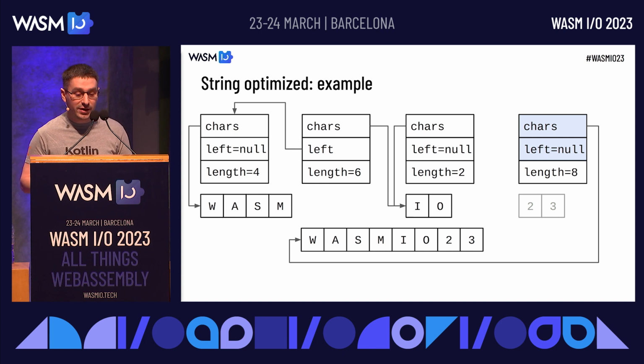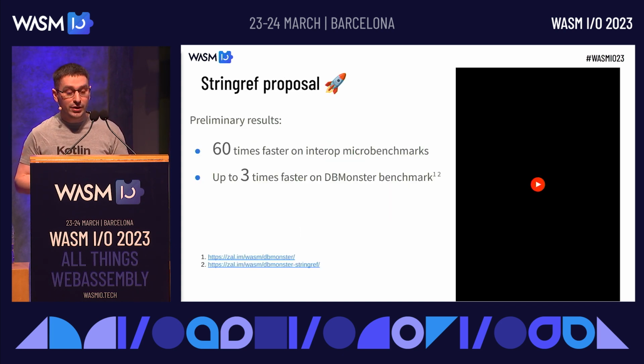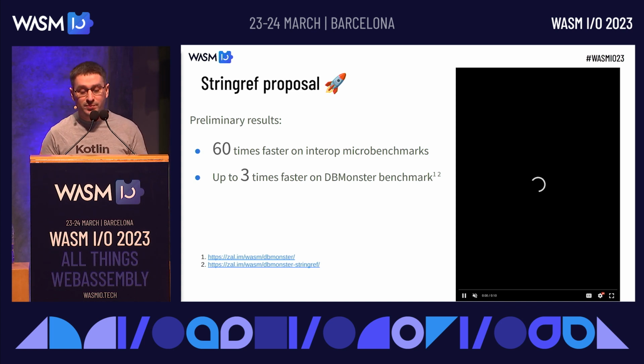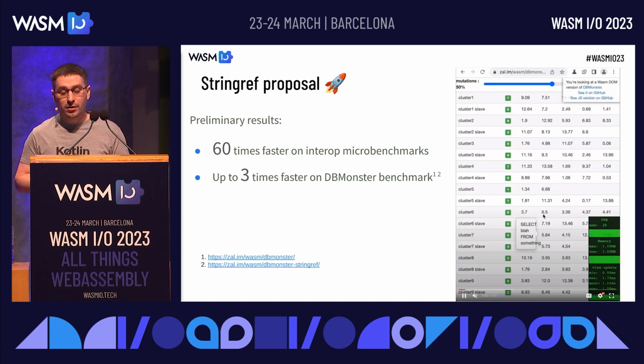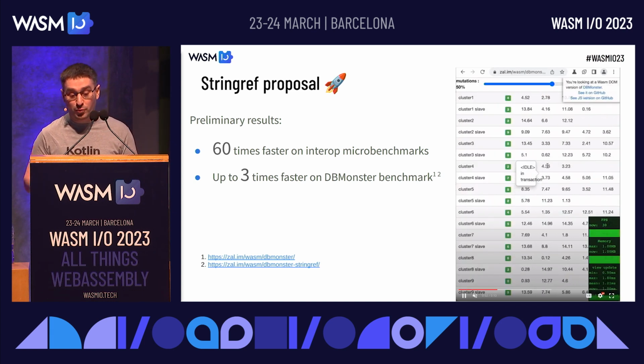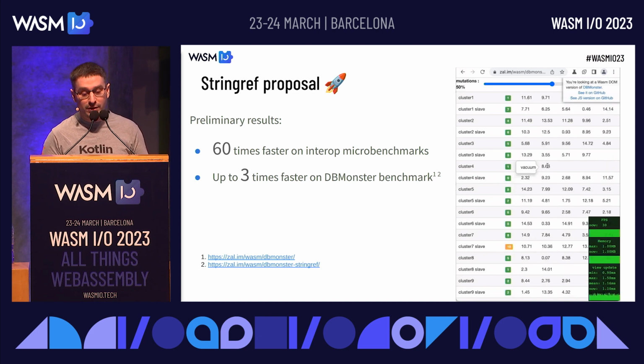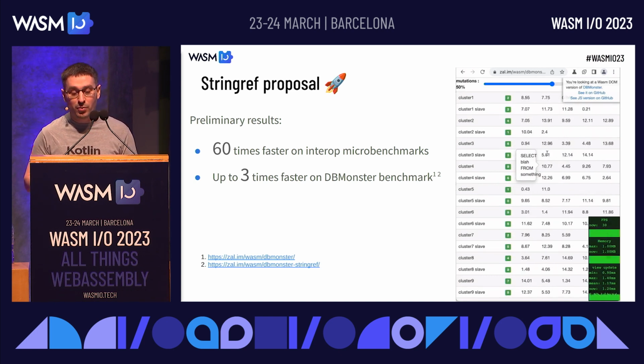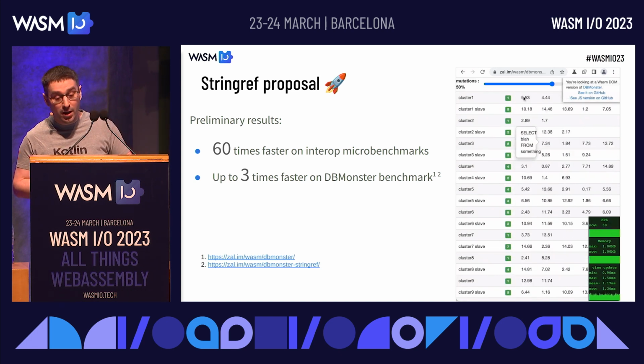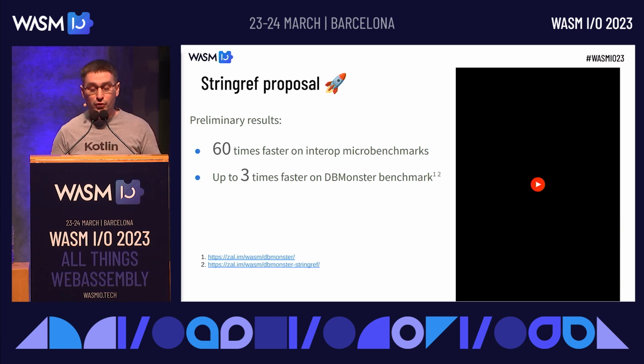In the future, we can consider improving the built-in string for other cases, but there is a better option. It is the Stringref proposal. The preliminary results of our experiments are promising: 60 times faster in interop micro-benchmarks and up to 3 times faster on the DBMonster benchmark. Why do you see this? It works a lot with the DOM.